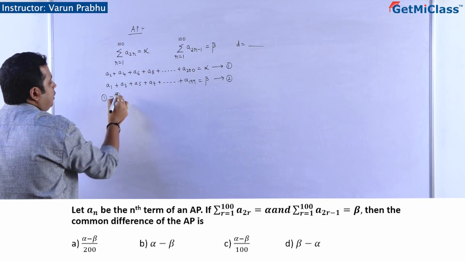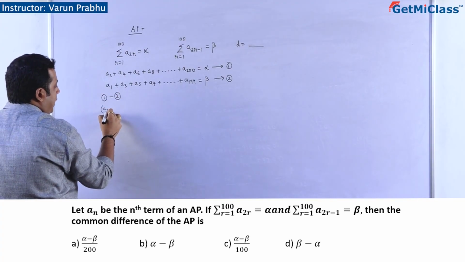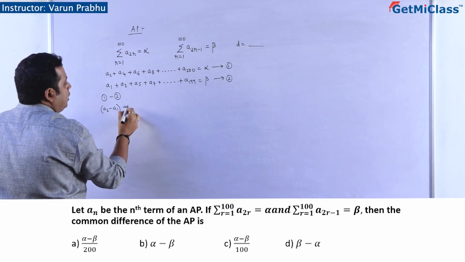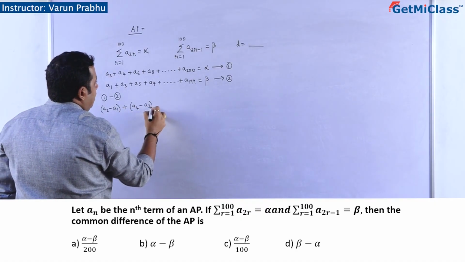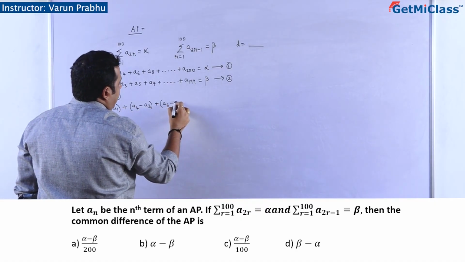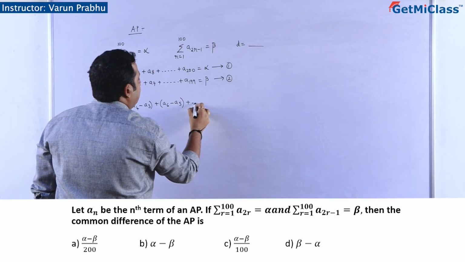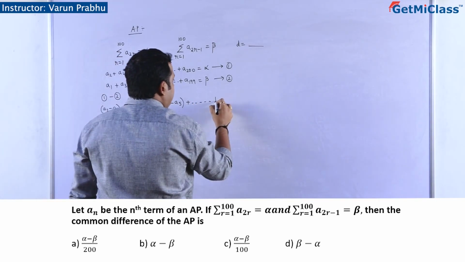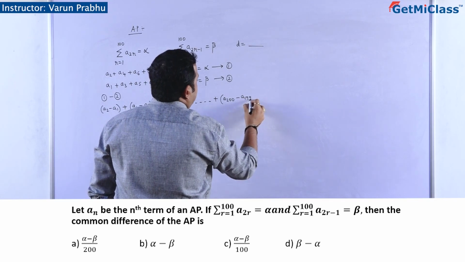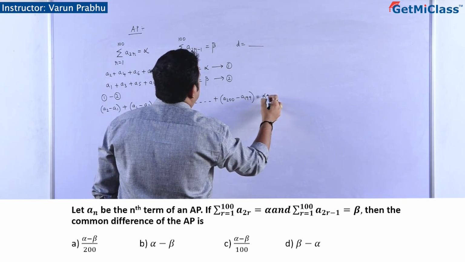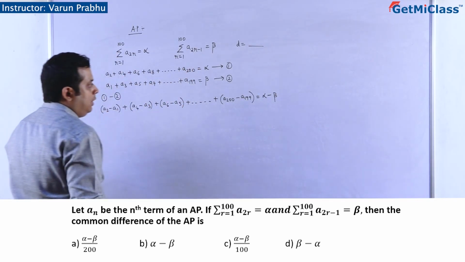Equation 1 minus equation 2. Done. Simple. So a2 minus a1, I'll consider these two as one group here. a4 minus a3, correct? Plus a6 minus a5, so on up to plus a200 minus a199, that is equal to alpha minus beta, correct?